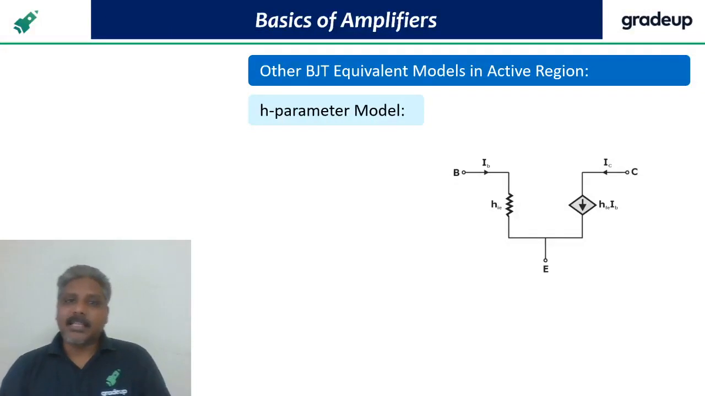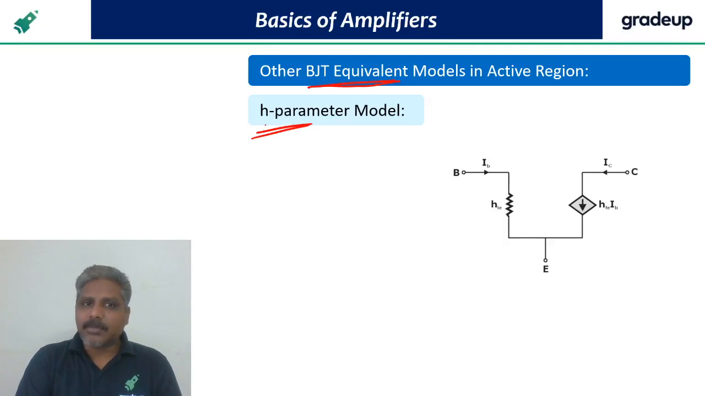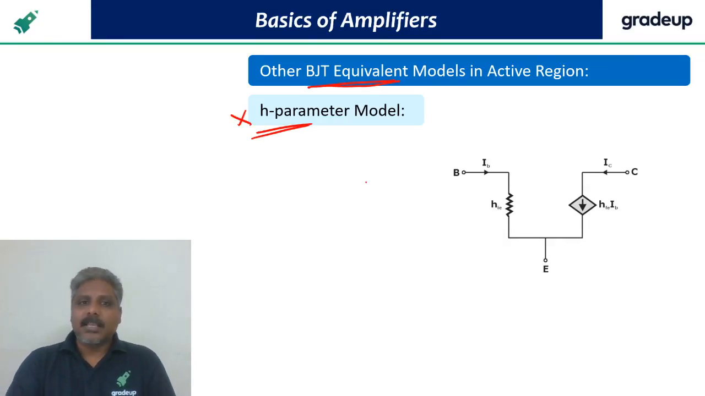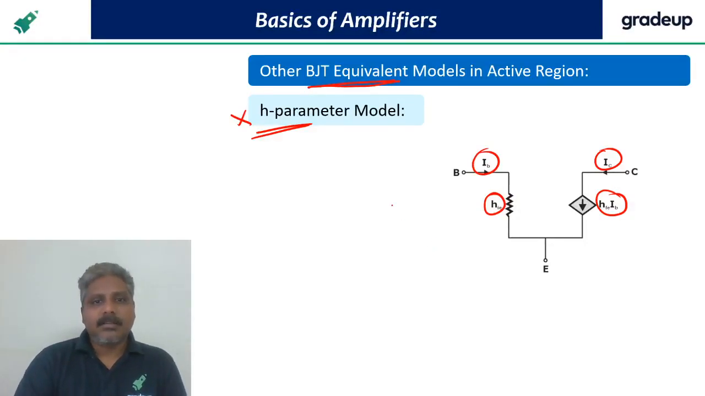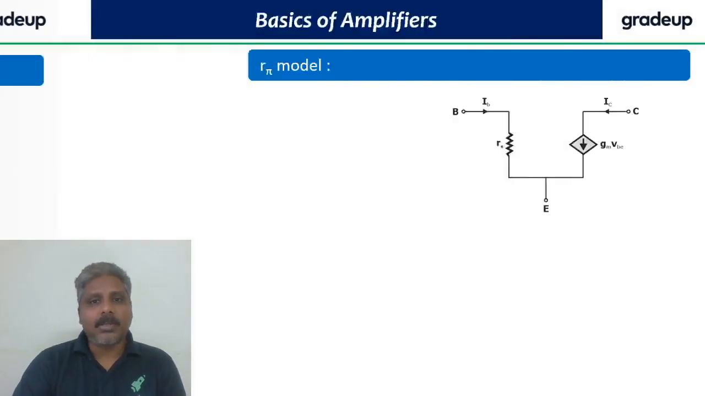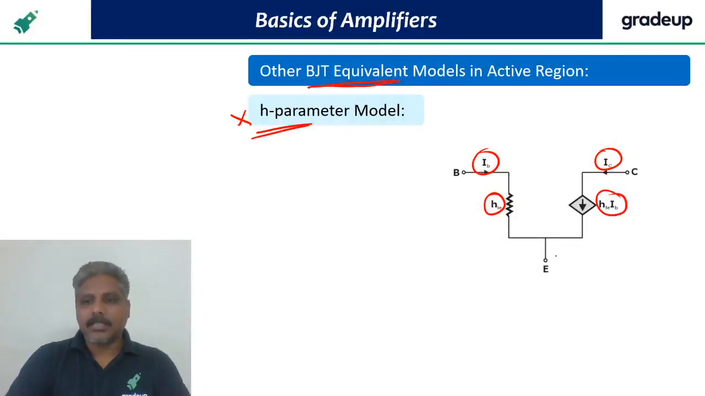Now, other BJT equivalent models are there, no? I'm not going into how they are, because I'm not going to use them in my analysis. The H parameter model is this. Here HIE will be there, here HFE IB will be there. This is IC, this is IB. Similarly, there is another model, the RPi model I told. RPi model is this. Here it is RPi and here it is GM VBE. So here IC equals GM VBE, and here IC equals HFE IB.